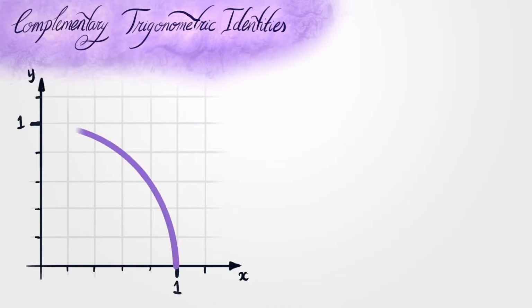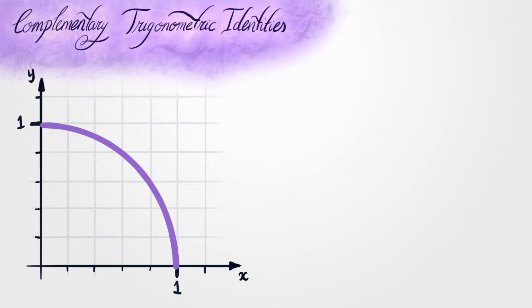This lesson is going to be about the complementary trigonometric identities. Now for this lesson, I only really need the first quadrant of the unit circle, so let me go ahead and draw that in. So let's start with the definition.